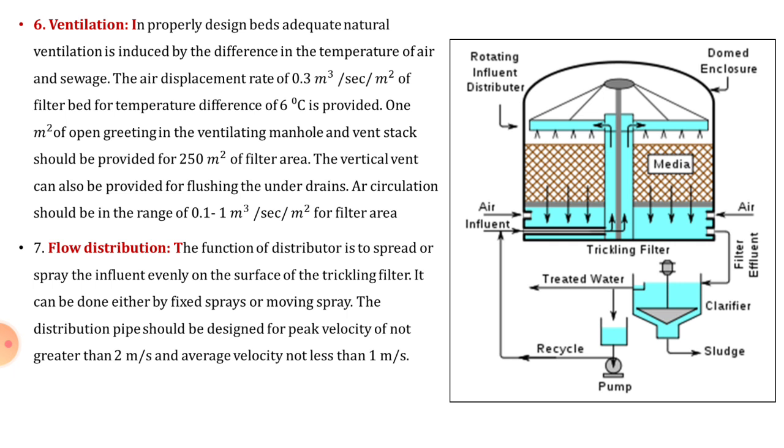Then the flow distribution. The function of the distributor is to spread or spray the influent evenly on the surface of the trickling filter. It can be done either by fixed spray or moving spray. The distribution pipe should be designed for a peak velocity of not greater than 2 meter per second and average velocity not less than 1 meter per second.